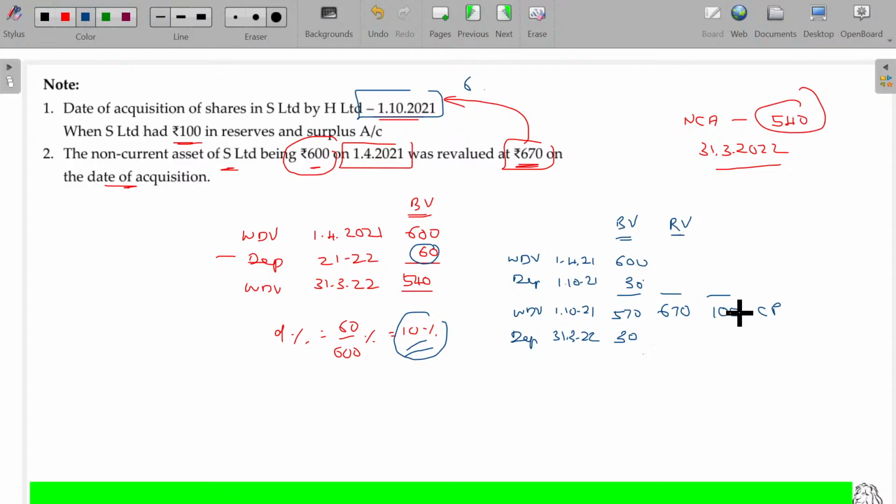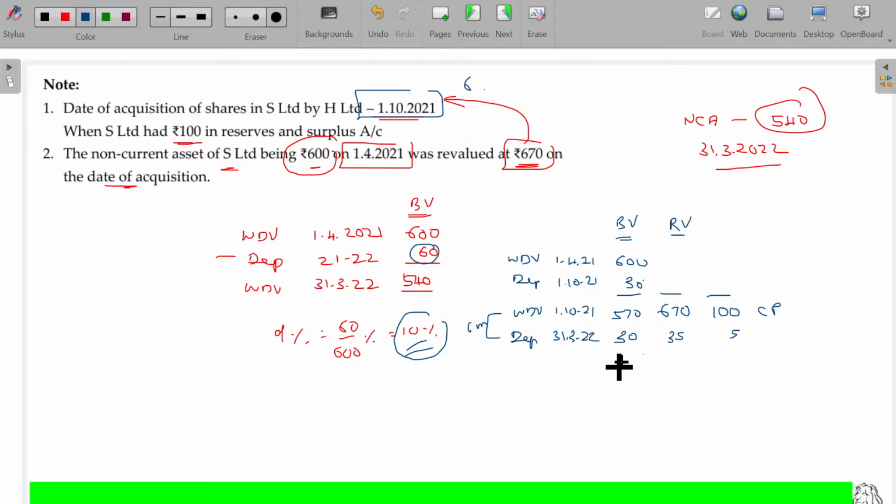As for the revised value, the value increases by 100. For the 100, again calculate 10% for 6 months, because from this date to this date, we have only 6 months. At the rate of 10% for 6 months, it is only 5 rupees. So your depreciation increases from 30 to 35 for the second half.